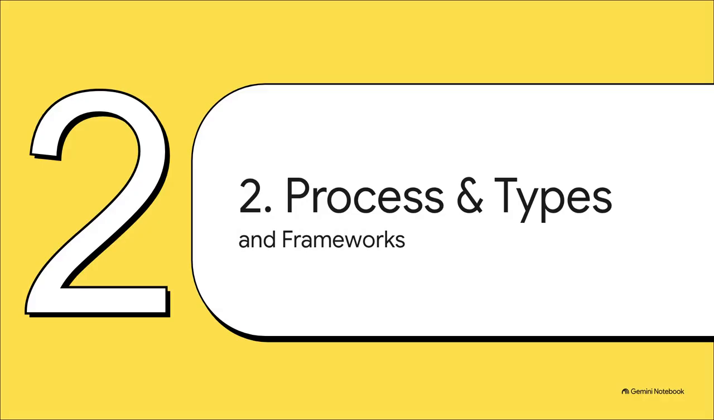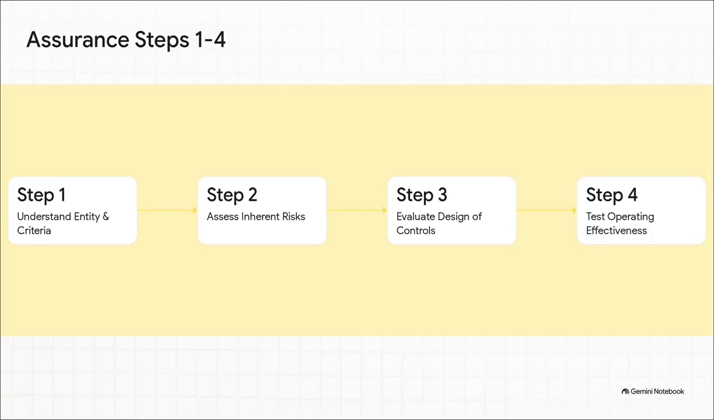Moving right along to Section 2, Process, Types, and Frameworks. The Sustainability Reporting Assurance Process Overview kicks off with 4 sequential steps: understand entity, assess risks, evaluate controls, and test effectiveness. Imagine you're assessing inherent risks in a brand new, highly complex supply chain. You really have to intimately understand that entity and evaluate if their controls can actually catch data errors before you can even think about testing them.